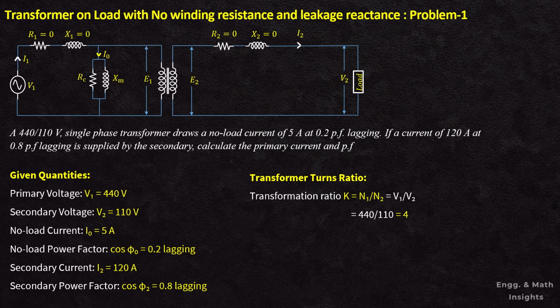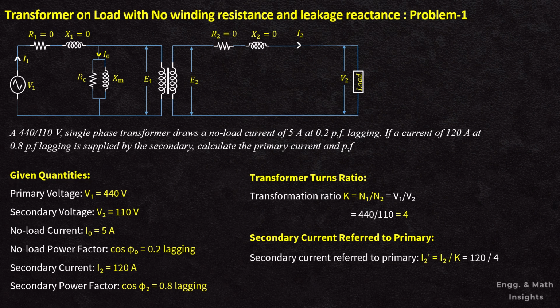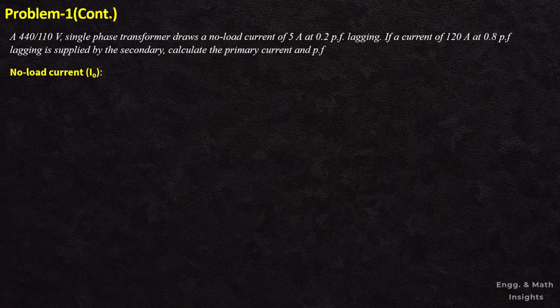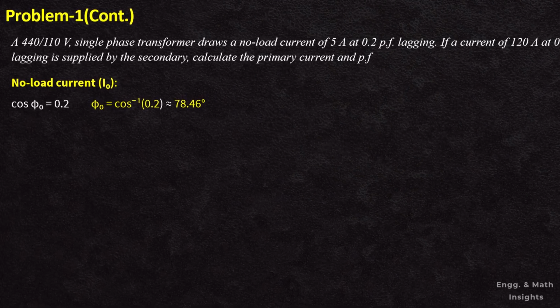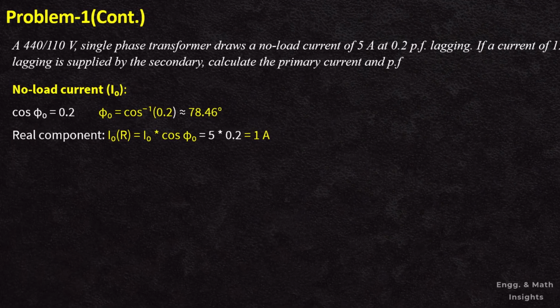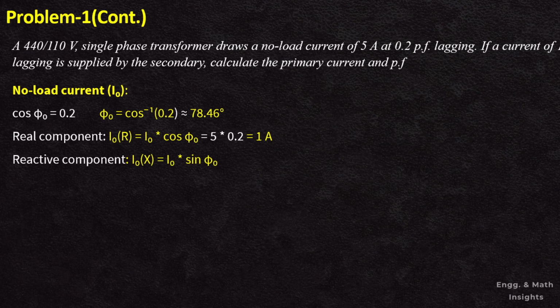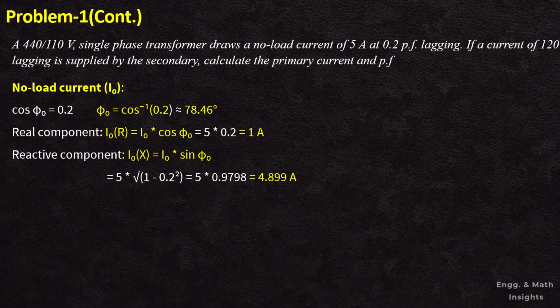With the value of this turns ratio, we can calculate the secondary current referred to primary, or I2 prime, as I2 prime is equal to I2 by K, or 120 ampere by 4, which will give us 30 ampere. So the secondary current referred to primary, or I2 prime, is 30 ampere. Now let us do the calculation for the no load current. At first, we will calculate the phase angle from the power factor of 0.2, and the phase angle will be 78.46 degree. So the real component, or I naught R, is equal to I naught cos phi naught, which is equal to 1 ampere, and the reactive component, or I naught X, is equal to I naught sin phi naught, which is equal to 5 into root over 1 minus cos squared phi naught, where cos phi naught is 0.2, which will give us 4.899 ampere.